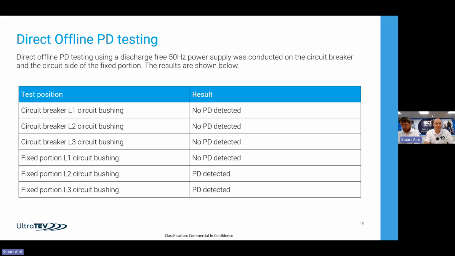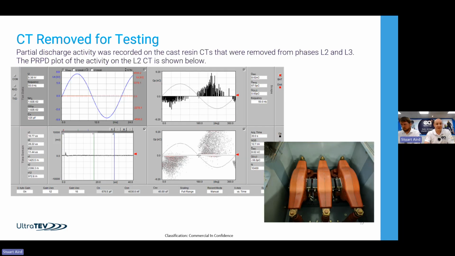When we went up through the circuit bushings on the fixed portion side, we did detect partial discharge on L2 and L3. So at that point, we've determined we've definitely got something on the circuit side, the circuit bushings, and we took the CTs out of the switchgear and tested those individually as well. This is a picture here of the CTs in situ, and then we took each one out individually and tested those.